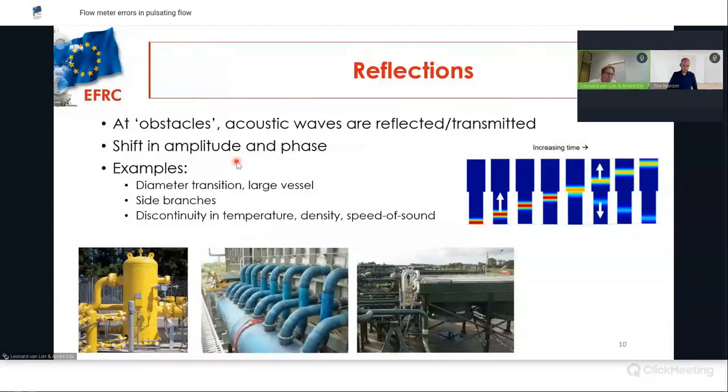Examples of these obstacles, so the reflection points in pipe systems, are a diameter transition or a large vessel, but also a closed side branch can be a point of reflection. And in general, any discontinuity in temperature or density or the speed of sound will also reflect pulsations. So a cooler, for example, is another example where you will have reflections of your pulsations.